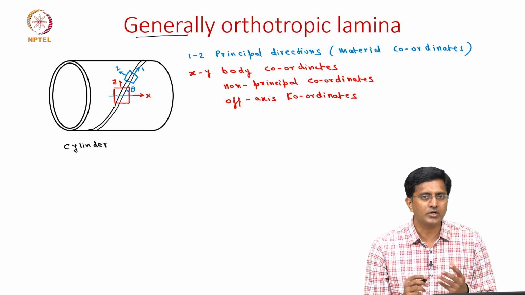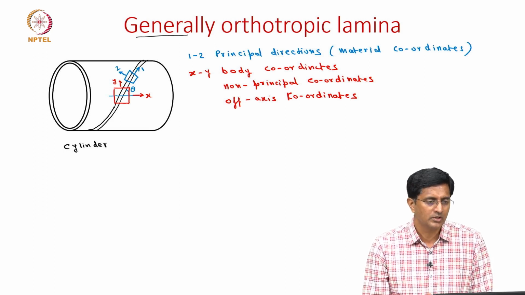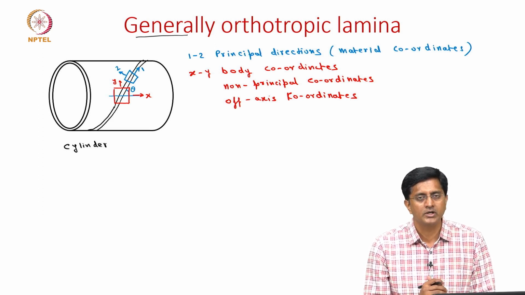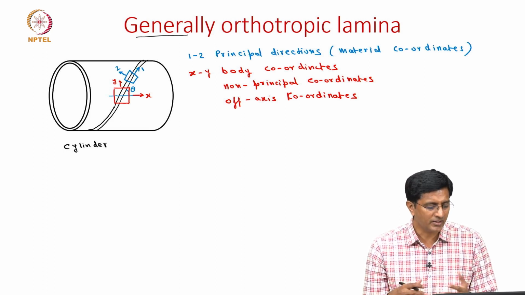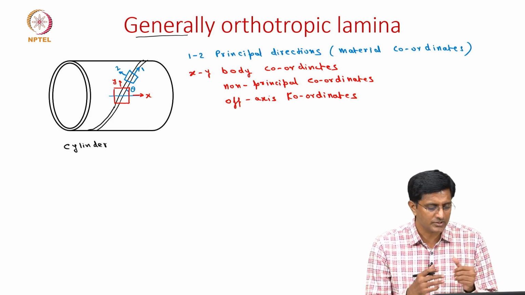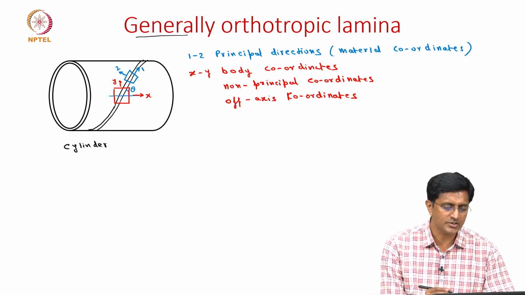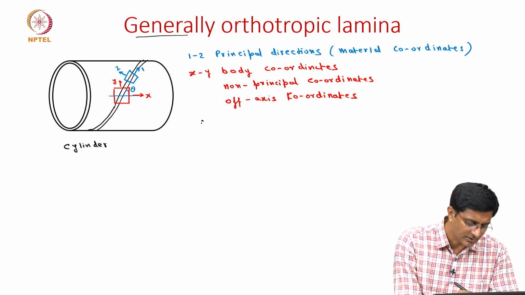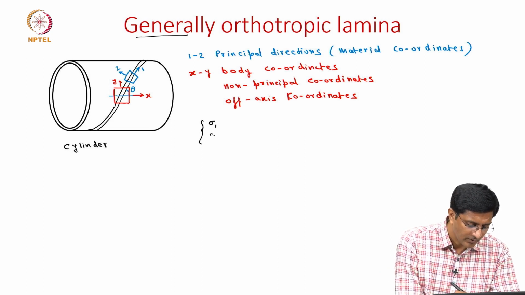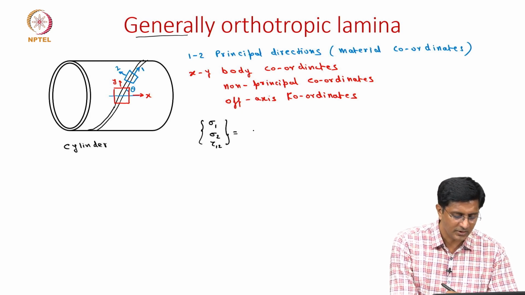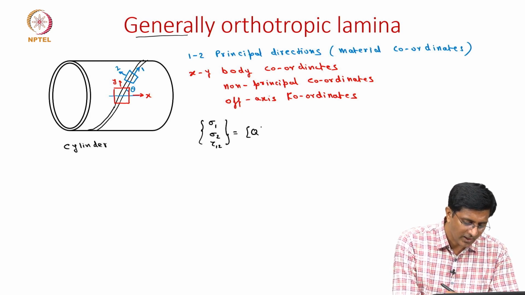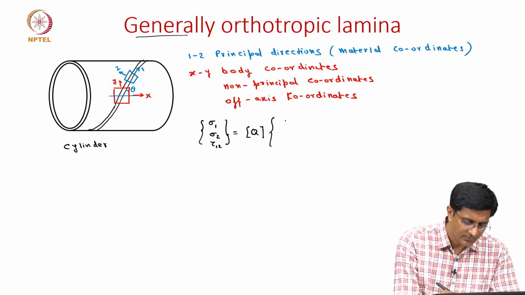So, now let us see what notations we will be using when we talk about the stiffness matrix and the compliance matrix in the new coordinate system, which is the body coordinates. Earlier we have written the stress strain relations in the material coordinates: sigma 1, sigma 2, tau 12 is written in terms of the Q matrix, which is the laminar stiffness matrix, times epsilon 1, epsilon 2, gamma 12.